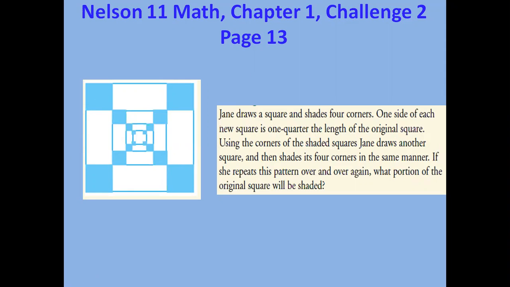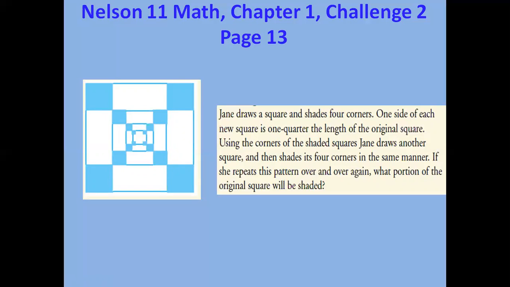Jane draws a square and shades four corners. So four corners are shaded. One side of each new square is 1/4 the length of the original square. Using the corners of the shaded squares, Jane draws another square and then shades its four corners in the same manner. If she repeats this pattern over and over again, what portion of the original square will be shaded?